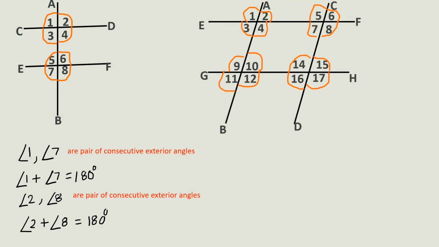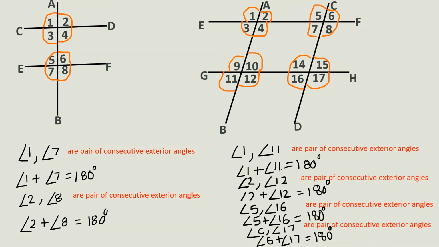In this figure, angle 1 and angle 11 are a pair of exterior angles, and they give us 180 degrees when added. Angle 2 and angle 12 are a pair of consecutive exterior angles, and when added they give us 180 degrees. Angle 5 and angle 16 are a pair of consecutive angles, and when added together they give us 180 degrees. Angles 6 and 17 are a pair of consecutive exterior angles, and when added together they give us 180 degrees.